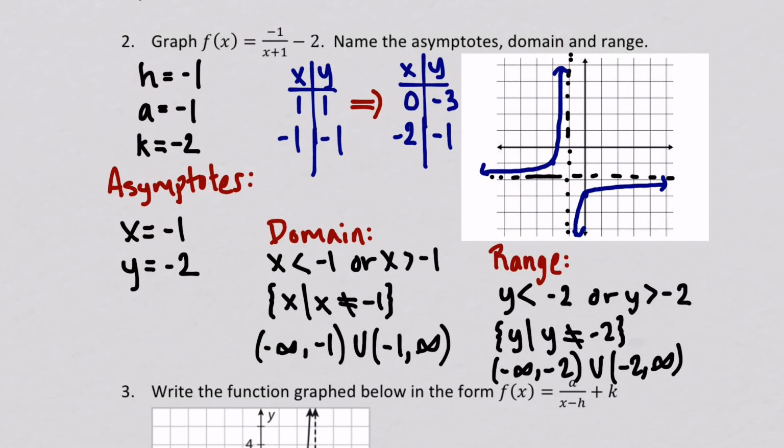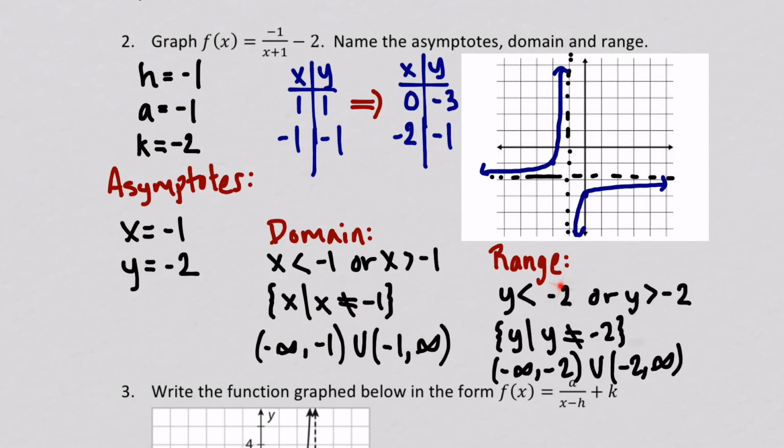For the x values, the only excluded one is negative 1, right, the asymptote. So x is less than negative 1 or x is greater than negative 1. In set notation, all values of x such that x does not equal negative 1. And then in interval notation, from negative infinity to negative 1 and negative 1 to positive infinity.